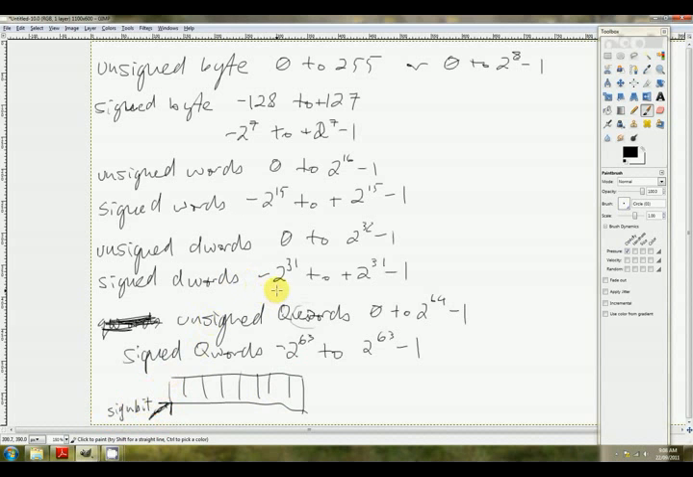And next time I think we could start going through the registers on the CPU, and hopefully that'll make a lot more sense now that we know what each of the integer data types are called.